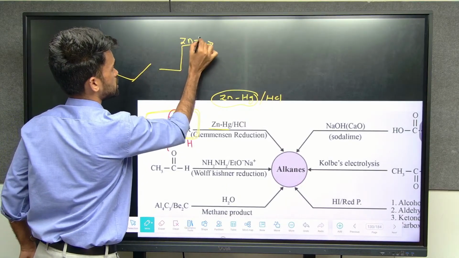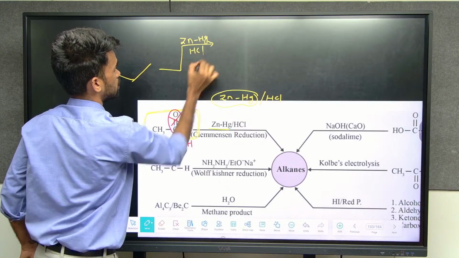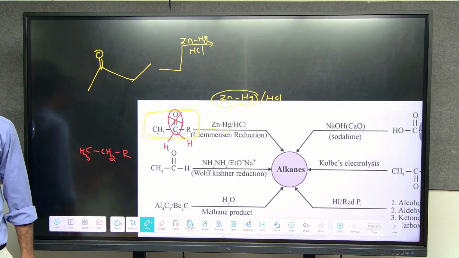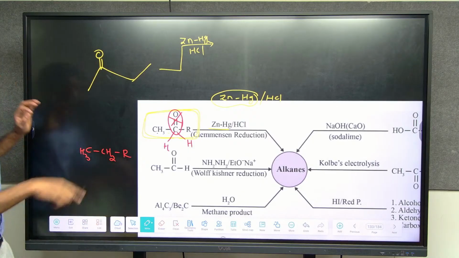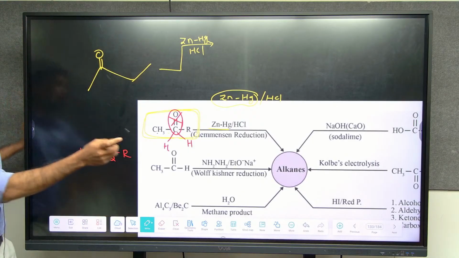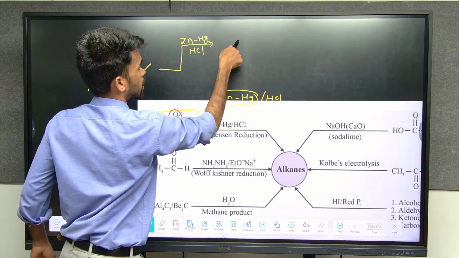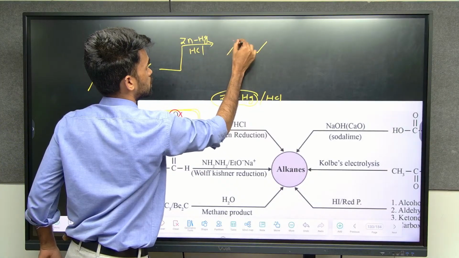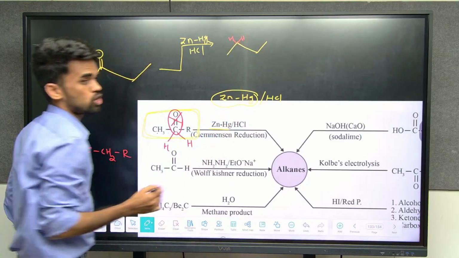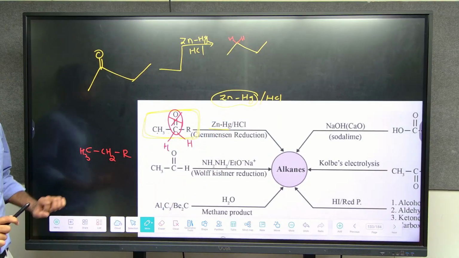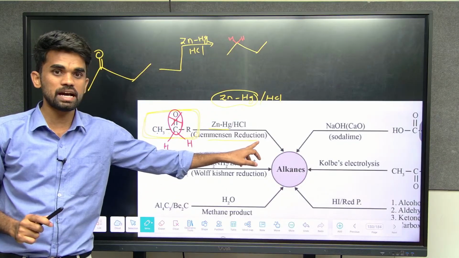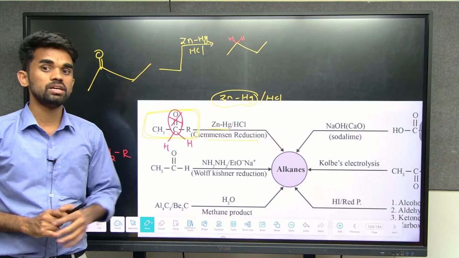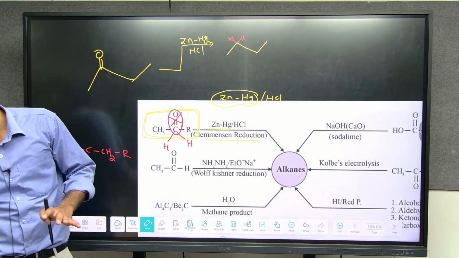Zn, Hg, HCl. Tell me, what is the product formed? Just remove this C double bond O. There I need to put 2 hydrogens to satisfy the valency. Hydrogen, hydrogen. So what is this compound called? Butane. Okay. What is the name of this reaction? Clemmensen reduction. So what happens in Clemmensen reduction?